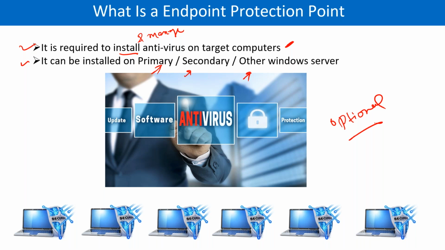Basically, you can define when the scanning will happen, what will happen if it finds any virus, how the files will be quarantined, right? There are many options available, such as when the antivirus will get updated. Those things you can define in the endpoint protection point role, and the devices will get those policies.